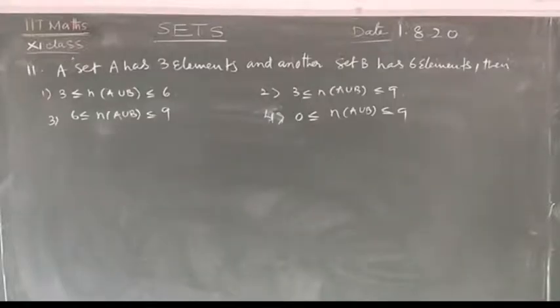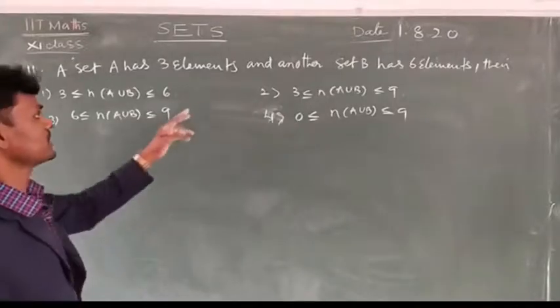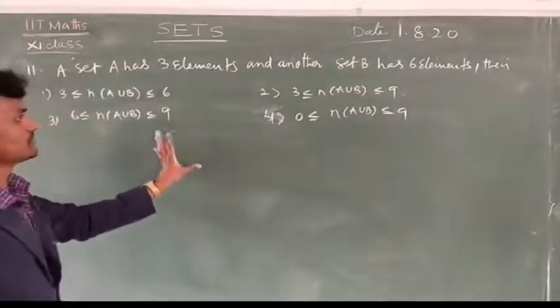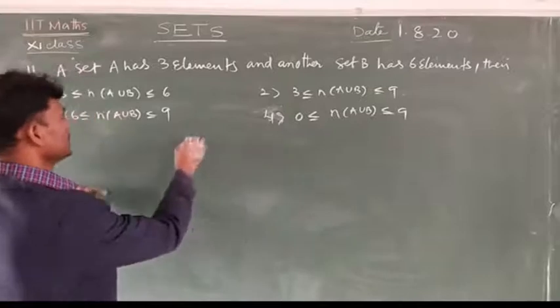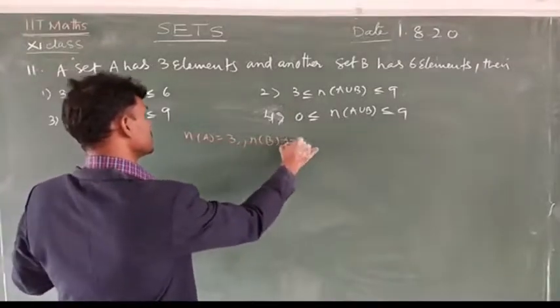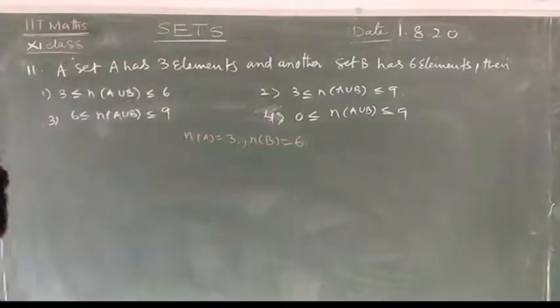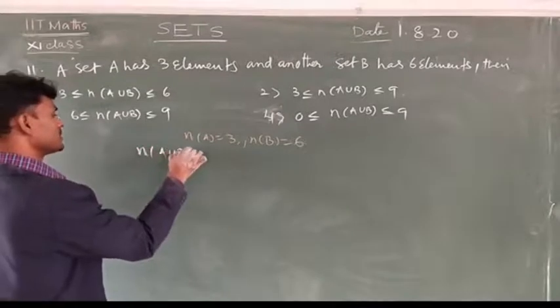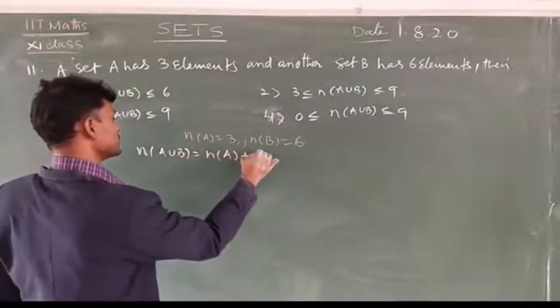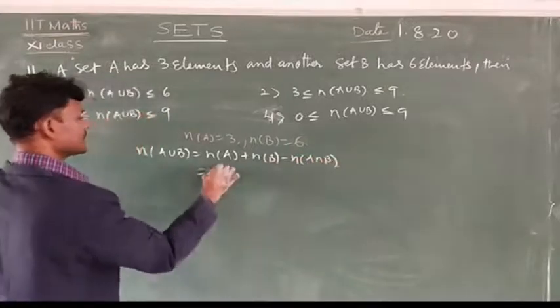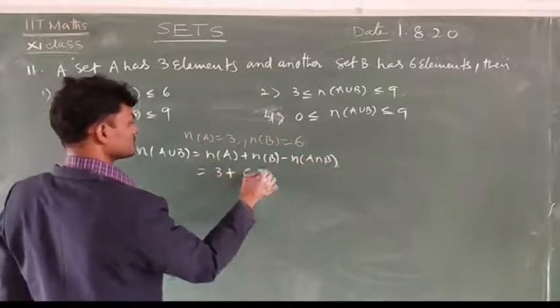Okay, next problem. A set A has 3 elements and another set B has 6 elements. Then which of the following is correct? Here n of A is equal to 3 elements and n of B is equal to 6 elements. Then n of A union B is equal to n of A plus n of B minus n of A intersection B. Here 3 plus 6 is equal to 3 plus 6.